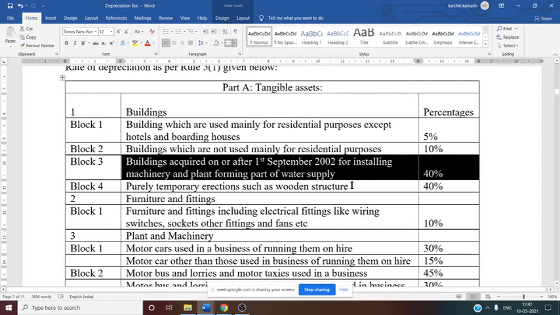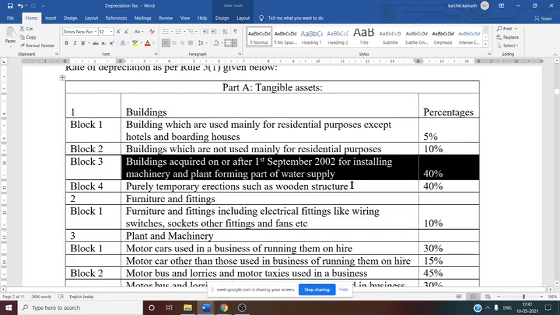Then after that you have to see this table, or you have to see the rate given in the question, and as per that you have to calculate depreciation. Less depreciation from written down value before depreciation, you will get written down value after depreciation. That is written down value at the beginning of next year. That will be our final answer. So now next one, block 4.